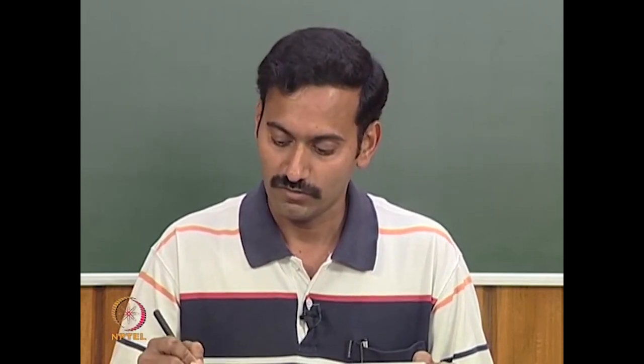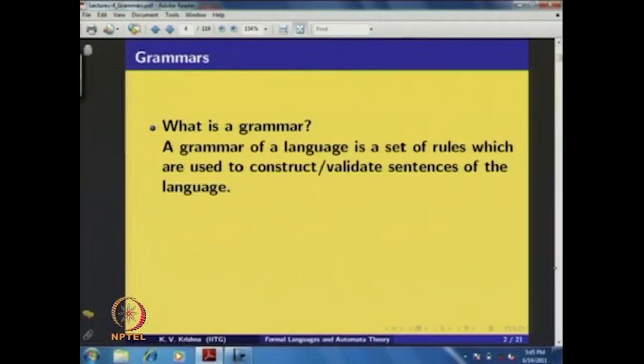So, again here the notion of grammar, the word grammar is familiar to you, and you know the grammars in the context of natural languages. Now, first here we formalize the notion and then we make you familiar with this formal notion through certain examples. First, what is the understanding that you have about grammar? That is, a grammar of a language is a set of rules which are used to construct or validate a sentence of the language. That is how we know a grammar, that is the expectation that you have.